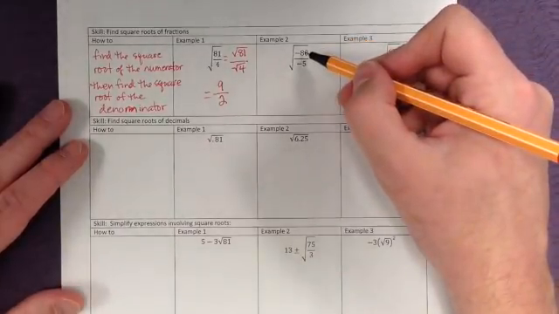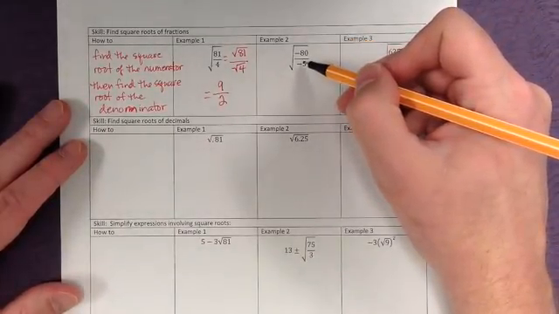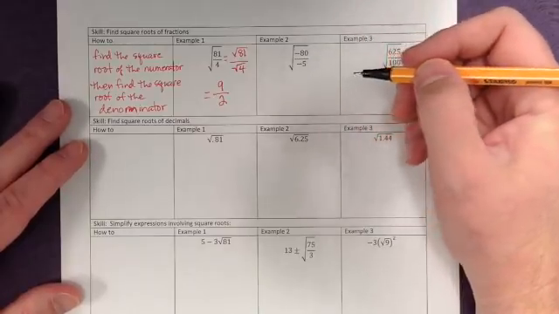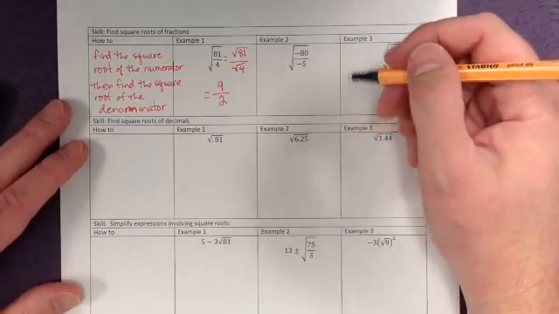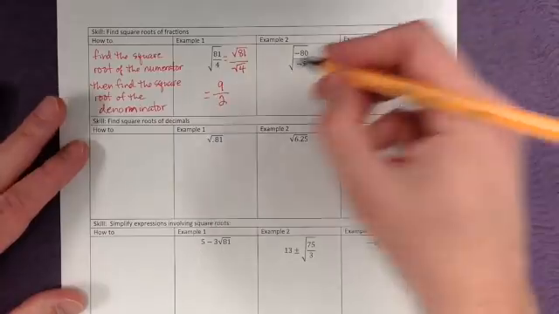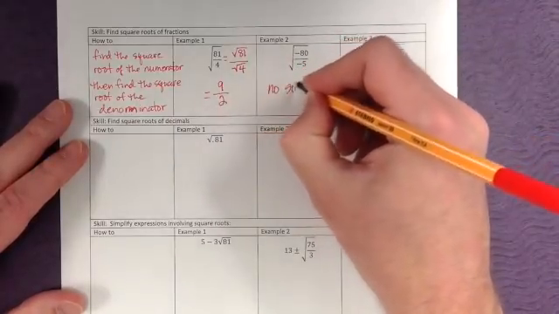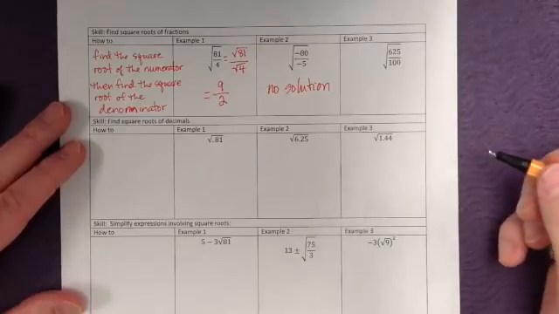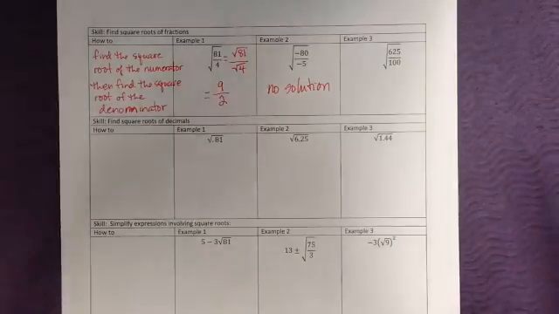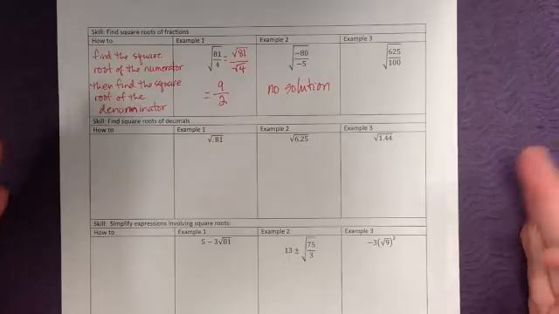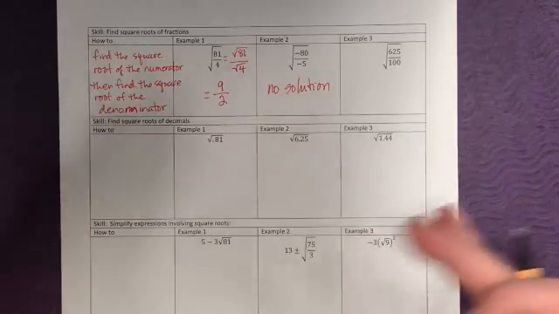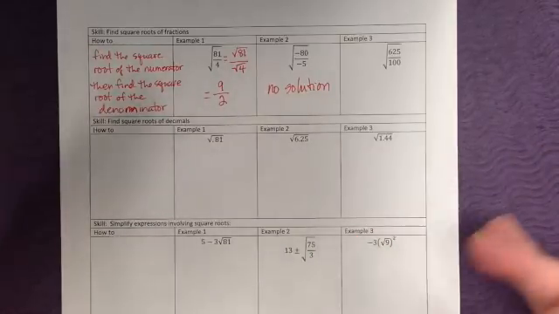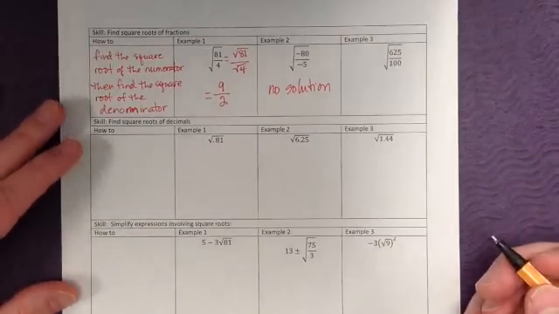Now we've got the square root of negative 80 over negative 5. One thing that you need to know is that you cannot find the square root of a negative number, so this answer is no solution. It's not possible to find the square root of a negative number, because there's nothing that you multiply by itself that equals negative: positive times positive is positive and negative times negative is positive, so there's no solution to that one.